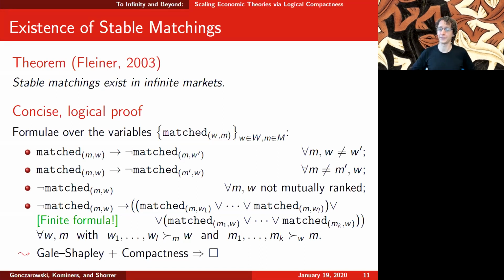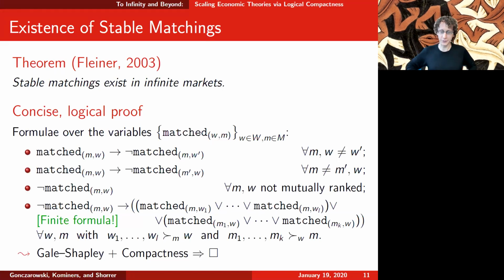Logical compactness says I'm done. I have found a solution for every finite submarket, or for every finite subset of the statements. Now I have a solution for the infinite set. Although again, as I said, it's a little existential. I don't precisely know what that solution is. I just know it exists.